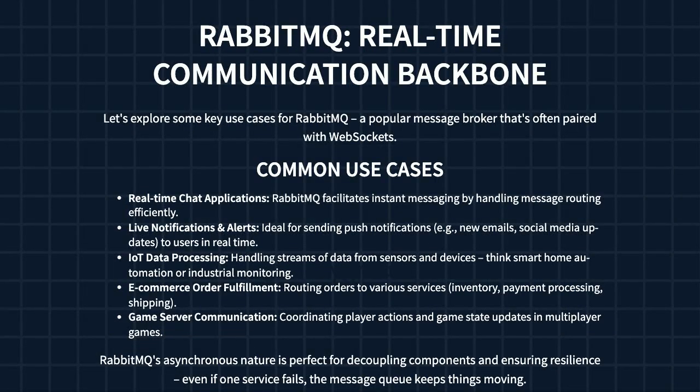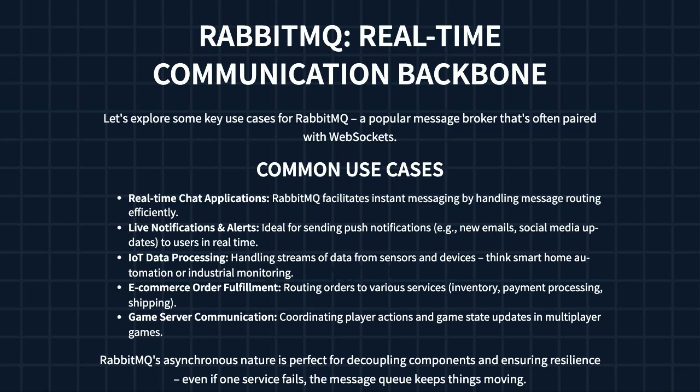Okay, let's talk about RabbitMQ. It's a really important tool when we're thinking about real-time communication, especially when you're combining it with WebSockets. Basically, it acts as a central hub for messages. Think of it like this: instead of every service needing to constantly check each other to see if there's something new, they send a message to RabbitMQ, and then RabbitMQ figures out where that message needs to go.